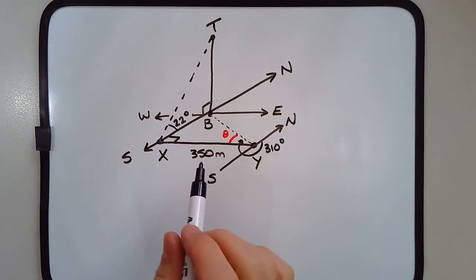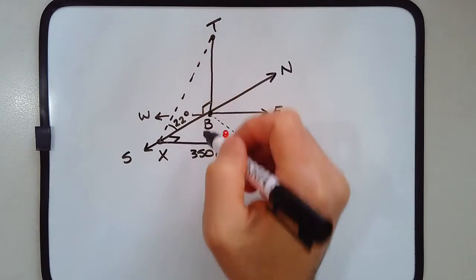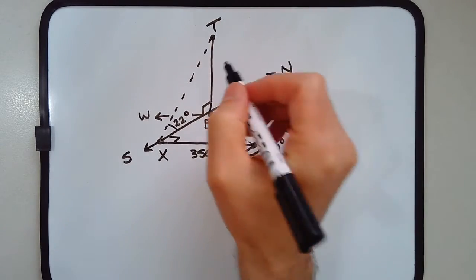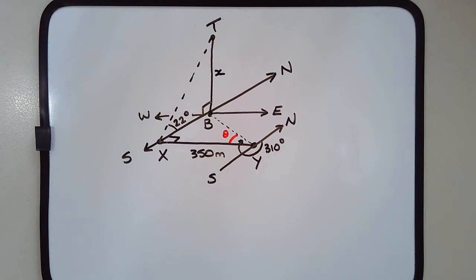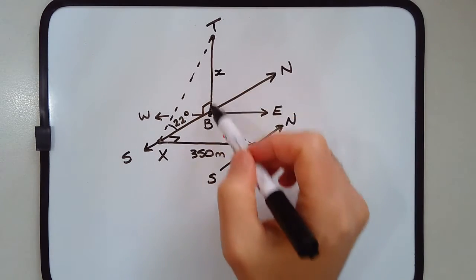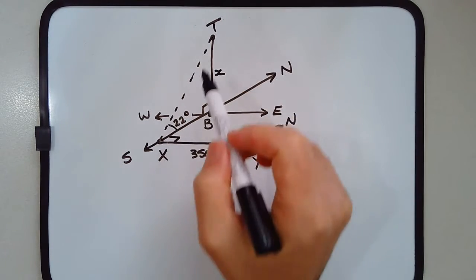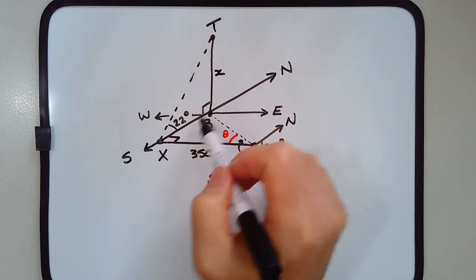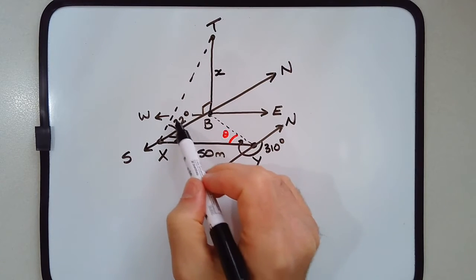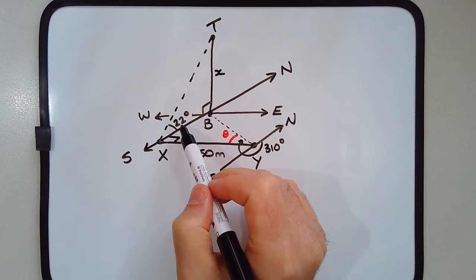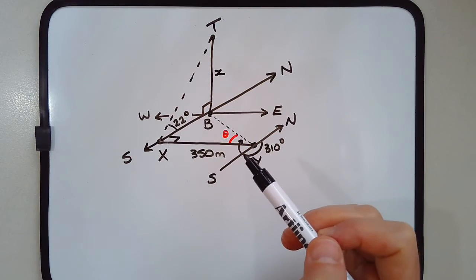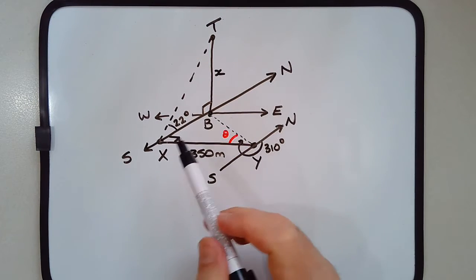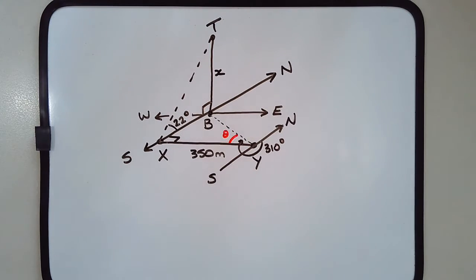We want the height of the building, so BT. Let's give it a pronumeral to make it easier. Let's give that pronumeral x. To find x, I need a known side on this triangle XBT. I have an angle of elevation here of 22 degrees, but that's not enough. I need another side, a known side. So BX, we may be able to find that.